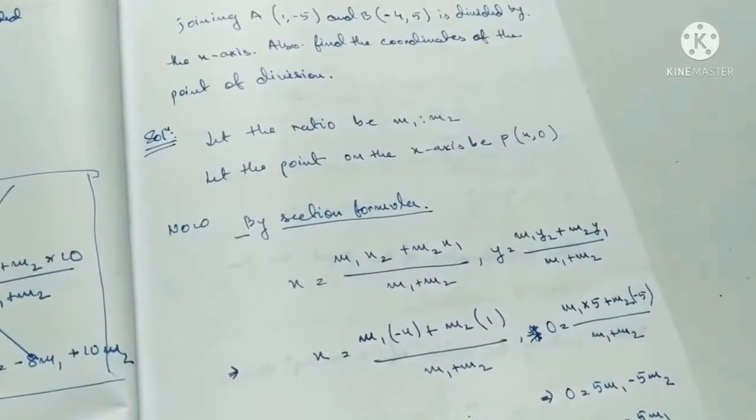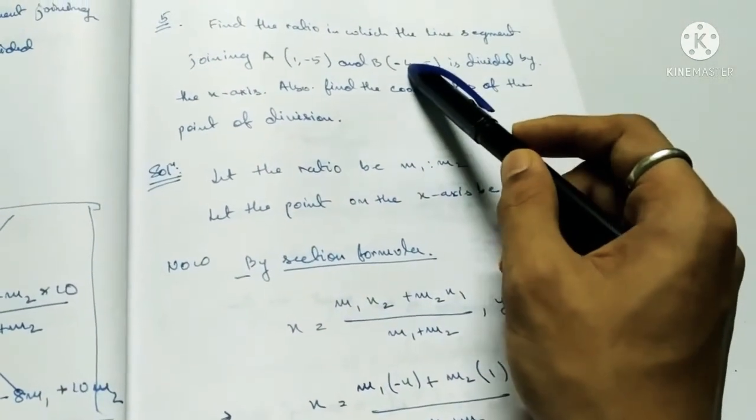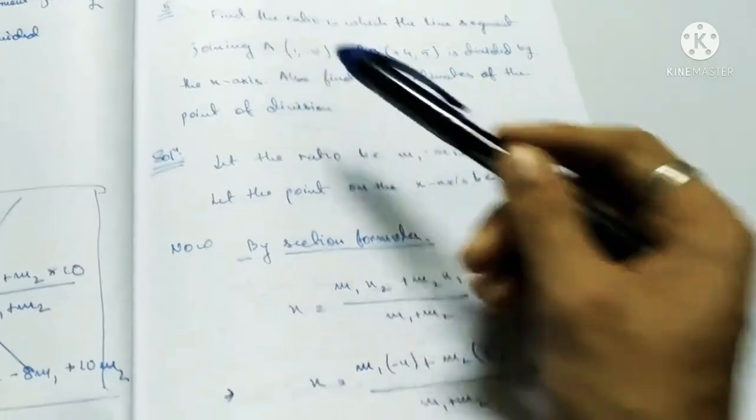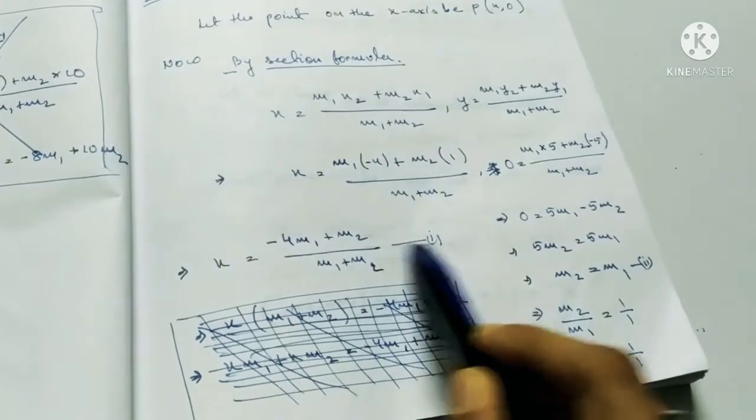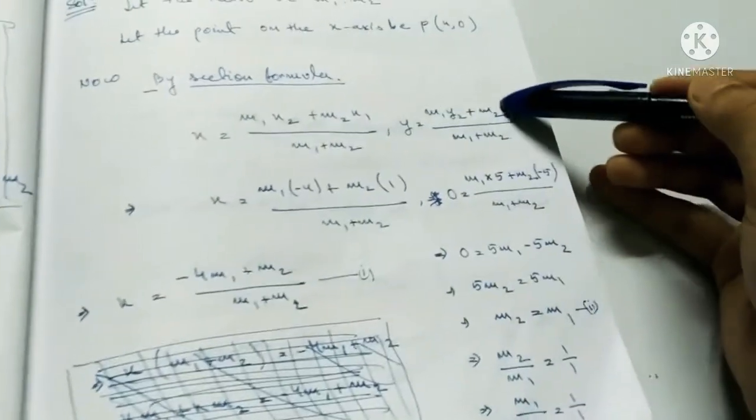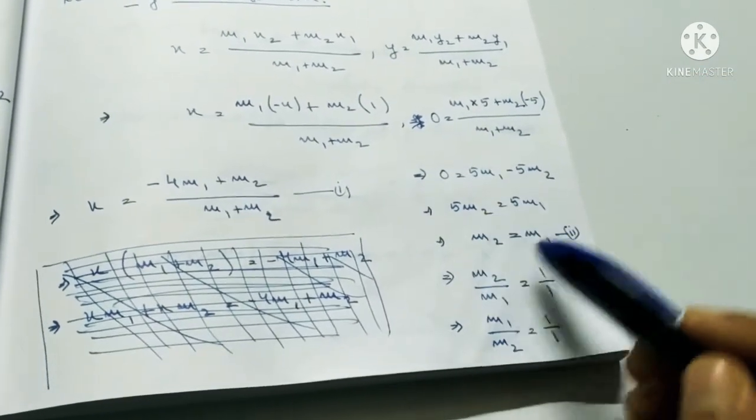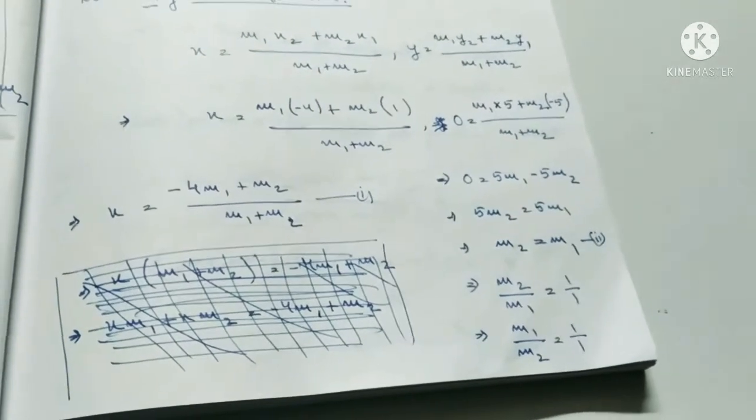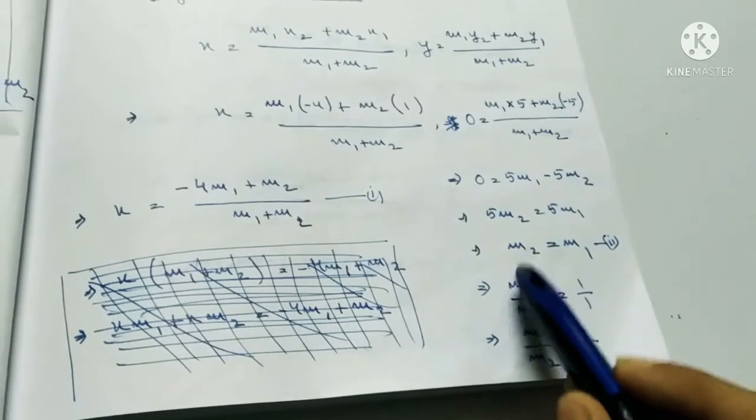So y coordinate will be 0. Now x, now you see this one I will consider as x2, and this one x1, this is y2, and this one y1. So putting all the values, x is equal to this one I will get, I will take it as equation 1, and y will be 0. This one if I solve it, ultimately I will get m2 is equal to m1. Okay, m2 is equal to m1, and this one I will take as equation 2.